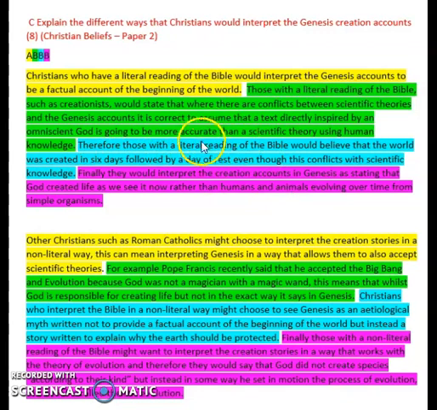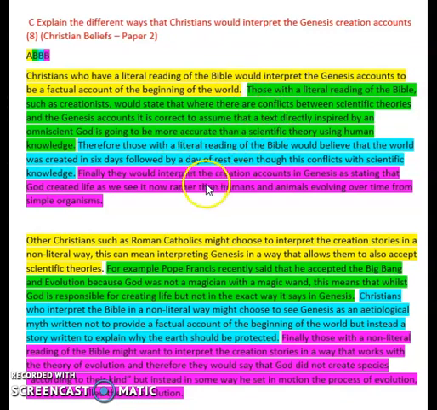Again, those with a literal reading of the Bible, so a key term, would believe that the world was created in 6 days, followed by a day of rest. So I'm showing that I know Genesis 1 there, so I'm referring to a source of wisdom, but not doing it in quotes, not doing it word for word. You don't need to do that, even though this conflicts with scientific knowledge. So I'm kind of building on that first point there.